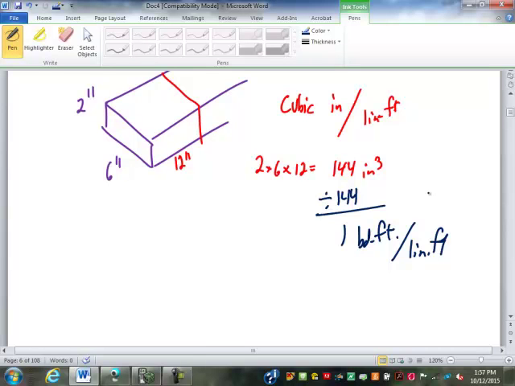Now does Chris make you do 2 by 6 or does he make you do 1.5 by 5.5? Haven't done that yet? Okay. Most of the time when you're buying lumber, even though it's actually only 1.5 by 5.5, you are going to buy the full nominal dimension rather than the actual dimension.